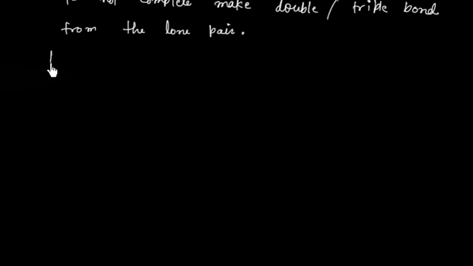Let us say I have to write the Lewis dot structure of H2O. What is the first step? We have to write a skeleton. So we have written the skeleton for H2O. What is the next step? Count the total number of valence electrons. So 6 plus 2, that is a total of 8 valence electrons.